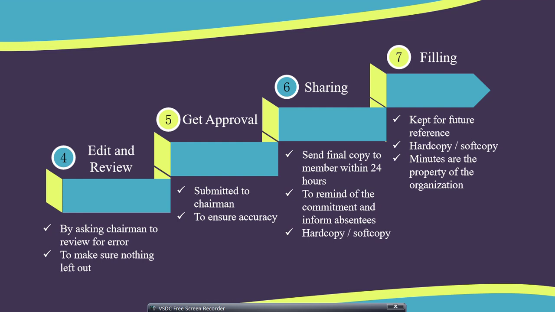The final copy of the minutes must be shared with the members by hard copy, soft copy or online sharing, which is Google Docs, Google Drive or Dropbox. And last but not least is filing. On this point, the minutes need to be kept and stored for future reference. They must be kept by hard copy, which is a minute book or file storage, or online sharing, which is Google Docs, Google Drive or Dropbox, and an external drive. And as a reminder, minutes are the property of the organization, not the secretary. Hence, an official copy of the minutes should be kept at the office.